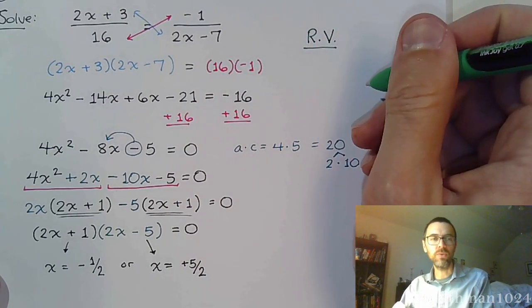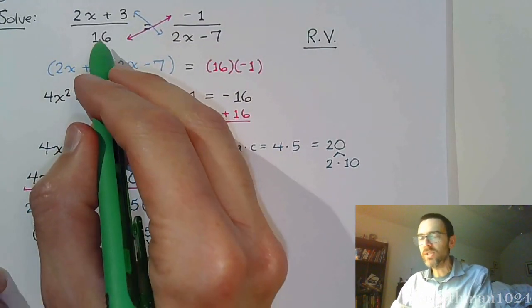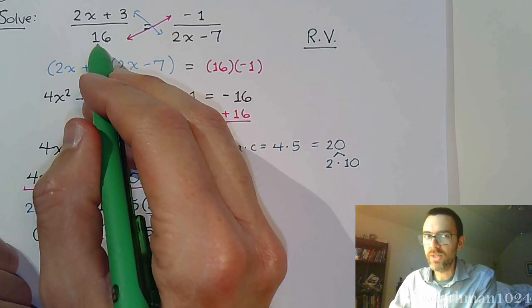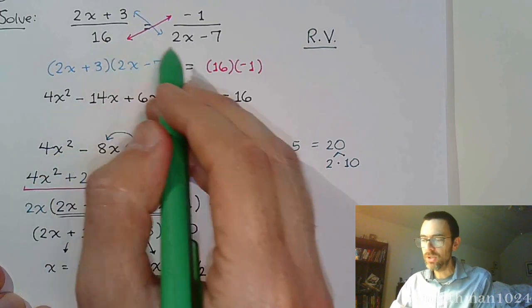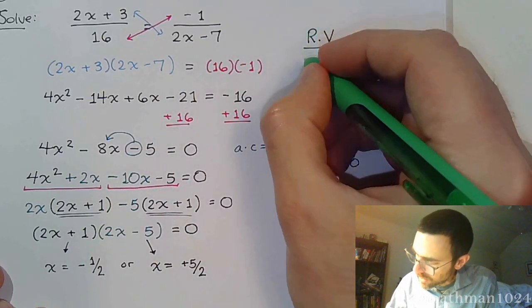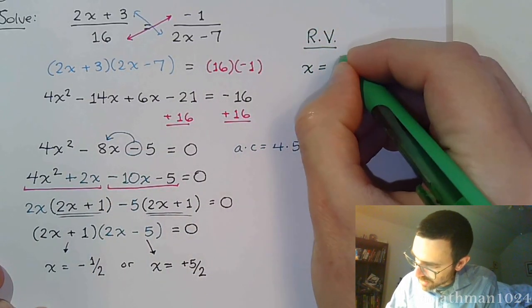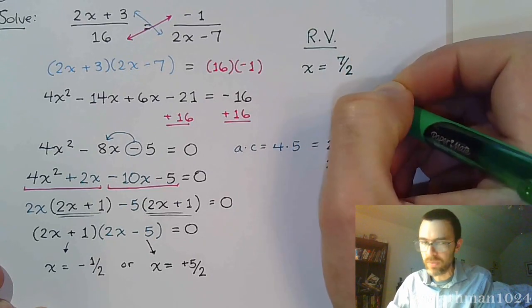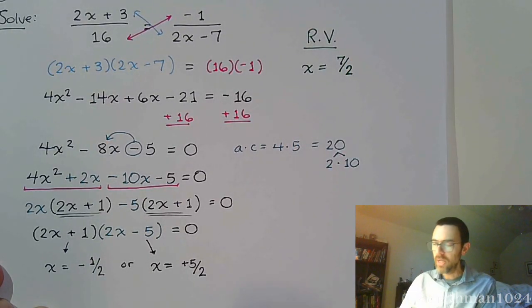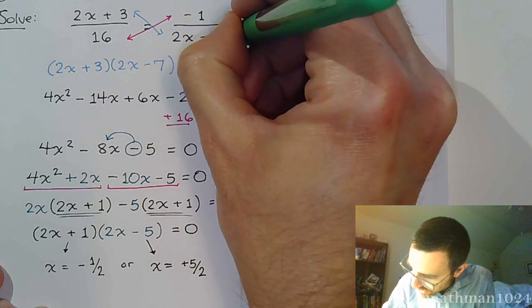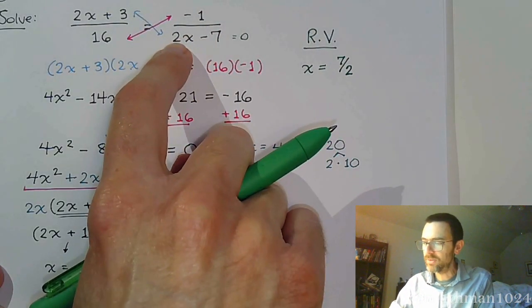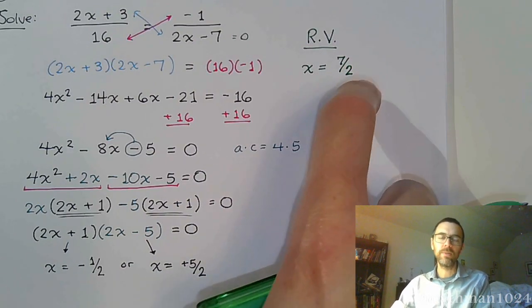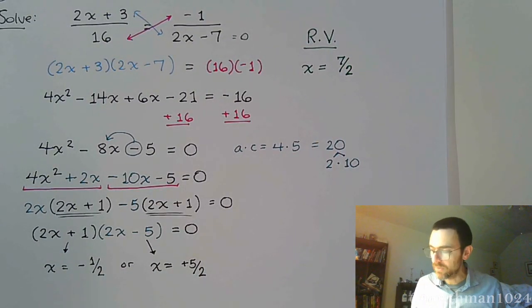We need to make sure that we address the restricted value or values that are here. Now, 16 is not going to give you a restricted value because it's just a constant, and it could never equal 0. But 2x minus 7 could equal 0, and it could equal 0 at positive 7 halves. If you're not sure how to come up with a restricted value, just imagine that you were taking this guy and setting it equal to 0. How would you get x by itself? You would add 7 divided by 2. So our restricted value is 7 halves, but I do not see that here among these potential solutions.